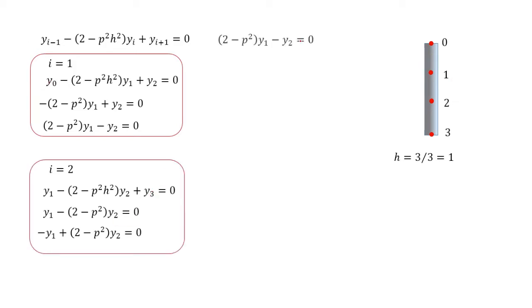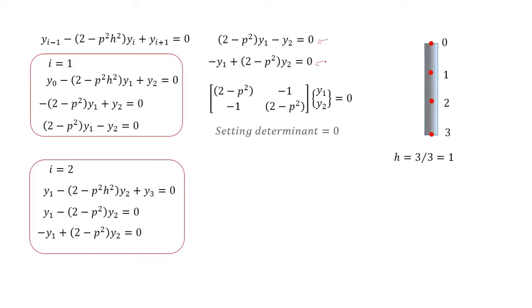So let's rewrite these two equations. This is the equation for node number 1 and this is the equation for node number 2. These two equations can be written in compact form using a matrix. So this is the matrix representation. If you open this equation, you will get (2 minus p square) y1 minus y2 is equal to 0, which is equation number 1, and minus y1 plus (2 minus p square) y2 is equal to 0, which is equation number 2.